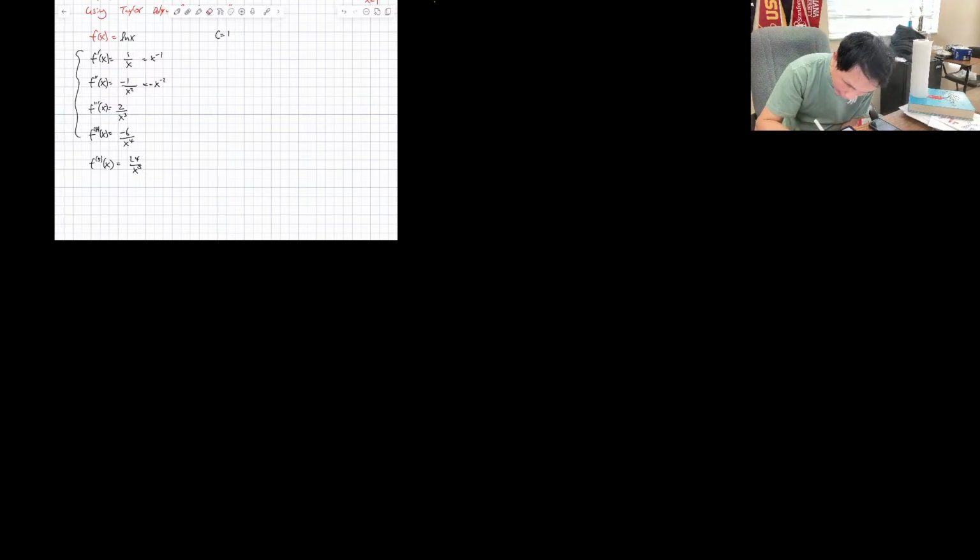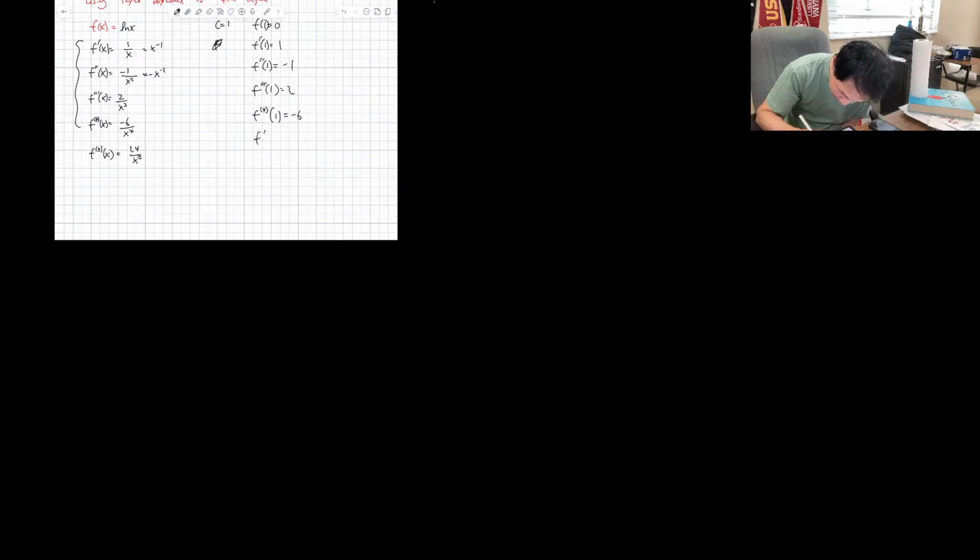Any questions here? Now, also, we're going to plug in the center. So f of 1 is equal to what? 0, right? f prime of 1 is equal to what? 1. f double prime of 1 is equal to what? Negative 1. f triple prime of 1 is going to be 2. And f to the 4th of 1 is equal to negative 6. And f to the 5th of 1 is equal to 24.